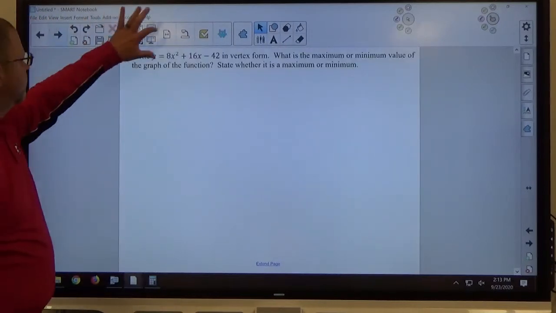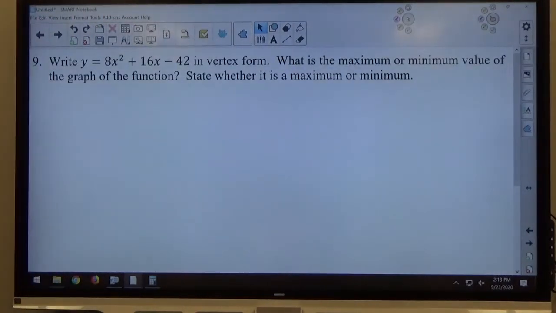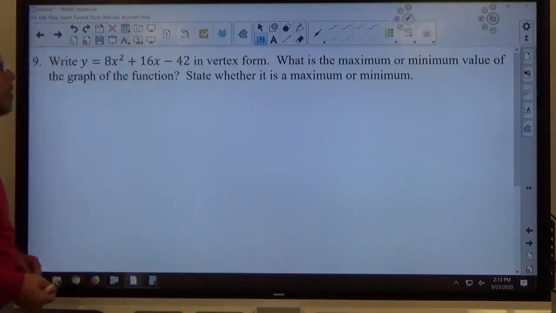Number 9. Write y equals 8x squared plus 16x minus 42 in vertex form. What's the maximum or minimum value of the graph of the function? State whether it is a maximum or a minimum. So, the way we make vertex form.